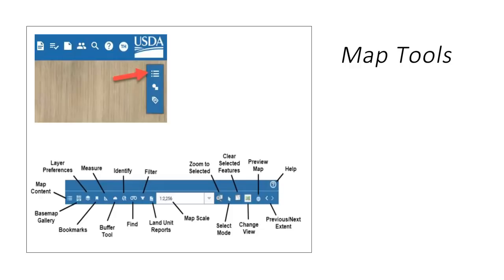The Find tool allows the user to search by track number, legal description, easement ID, street address, or latitude and longitude to locate land units or other features on the map. The Filter tool allows the user to filter features on the map and tables to display only those with specific attributes. The Land Unit Reports tool allows the user to view, export, and print reports. Options are Land Unit Report, Practice Report, and Land Use Summary Report.